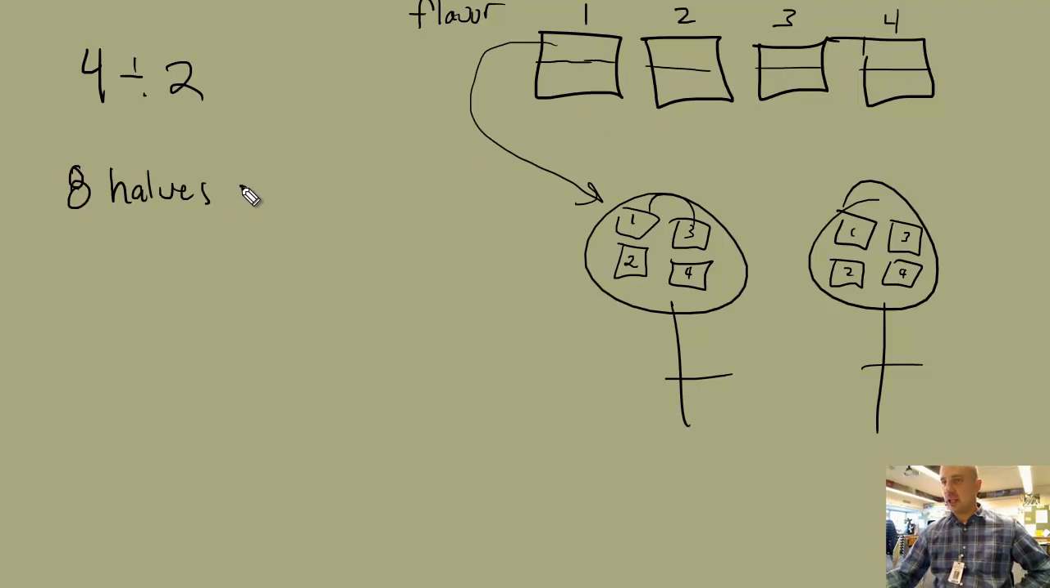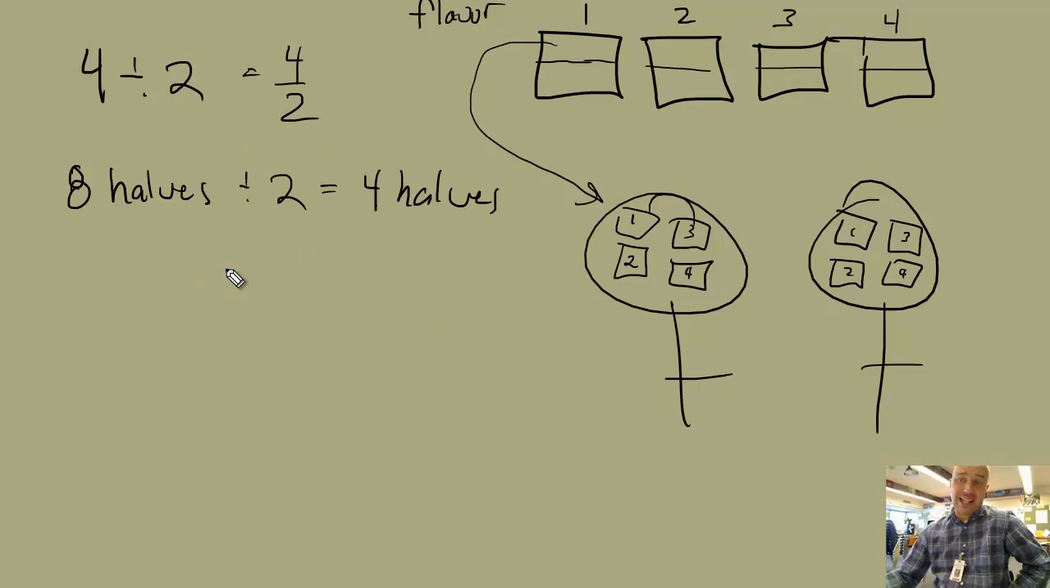And I'm dividing them up amongst my 2 people. And how many would they each get? They would each get 4 halves, right? So 4 divided by 2 equals 4 halves, right? 4 halves altogether, and that's 4 halves, that's 1 cracker, that's 2. So altogether they ate 2 crackers, didn't they?